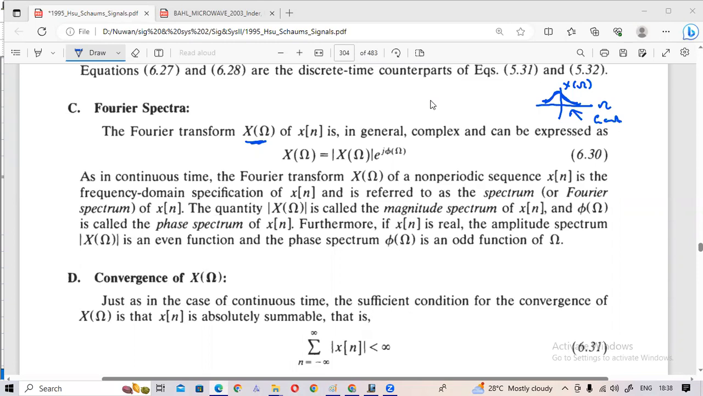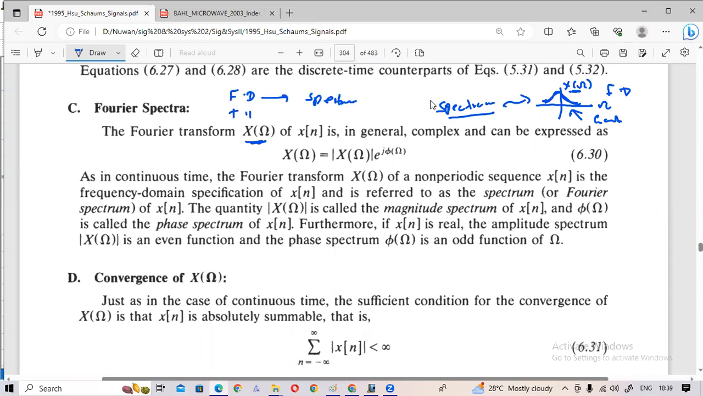So this x omega, if you plot this with respect to omega, this we call the spectrum. This is the frequency domain signal. Frequency domain signal we normally refer to as a spectrum.